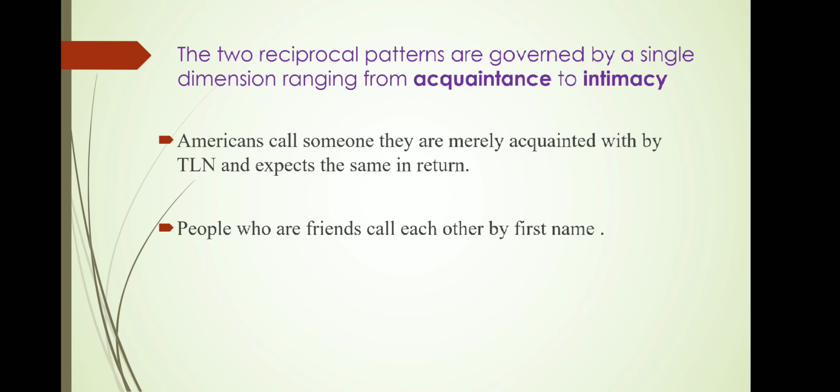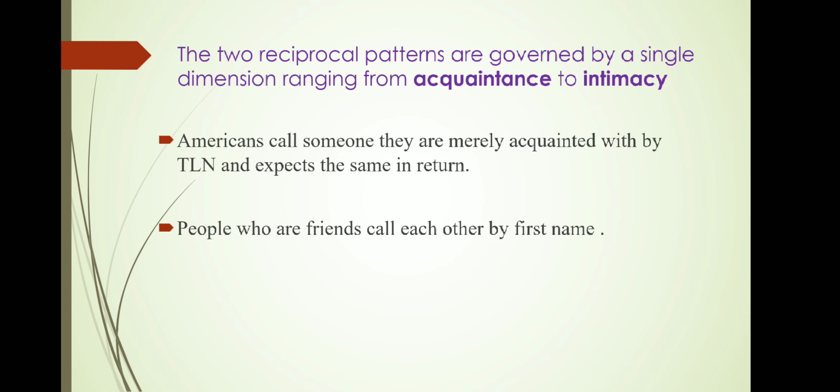So let's look at these patterns in detail. According to Brown and Ford, the two reciprocal patterns are governed by a single dimension ranging from acquaintance to intimacy. So Americans call someone they are merely acquainted with by title last name, and they expect the same in return. However, people who are friends call each other by their first name.